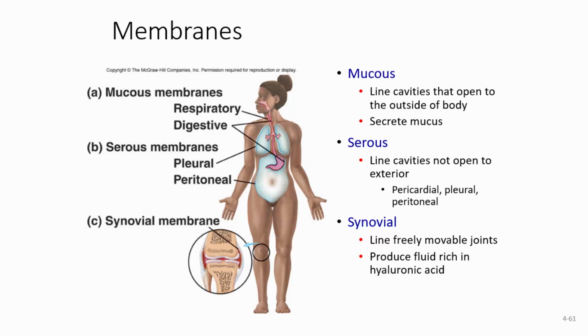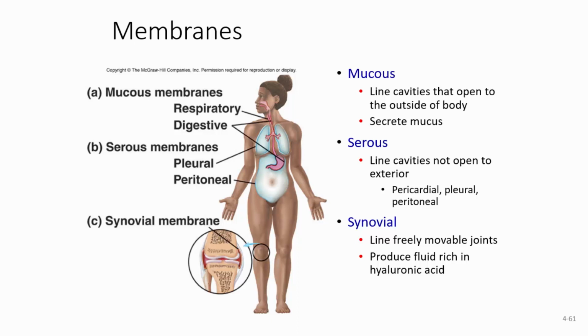Now looking at membranes, the different types of membranes we have. We have mucous membranes, serous membranes, and synovial membranes. Mucous membranes line the cavities that open up to the outside of the body, and they secrete mucus. Serous membranes line cavities not open to the exterior, such as your pericardial, your pleural, and your peritoneal cavities.